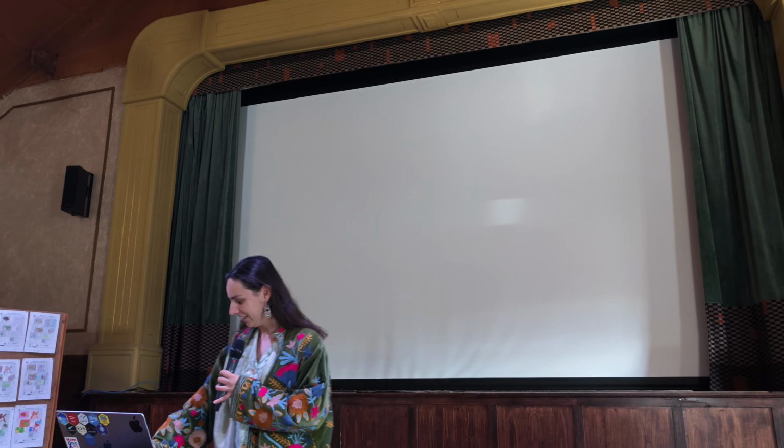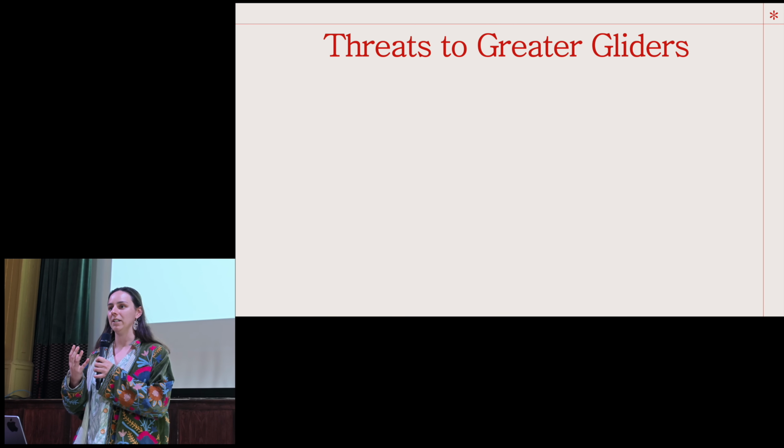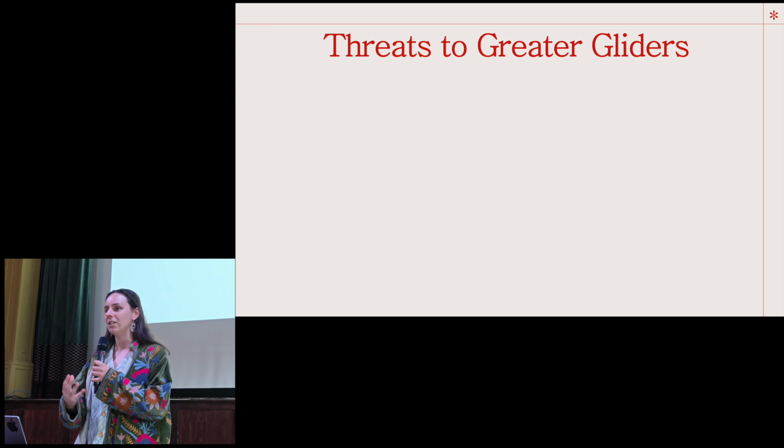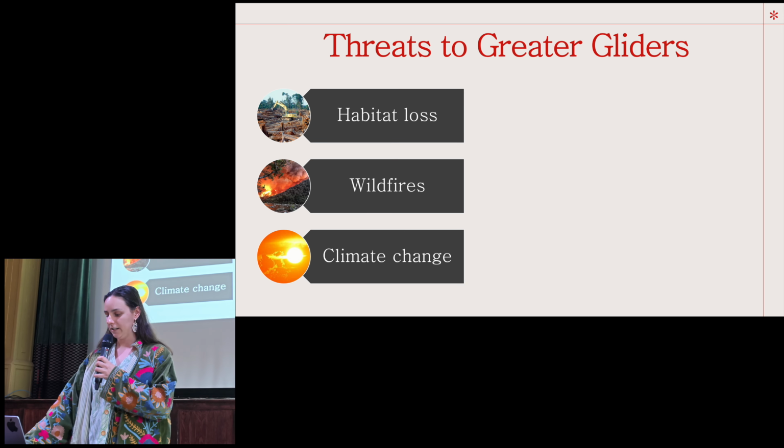So yes, that is the greater glider. And unfortunately, it's this amazing species that has adapted to eating eucalyptus leaves and living in these tree hollows, and it's very specialist. But unfortunately, habitat loss, wildfires, and climate change are the three biggest threats, and have resulted in their local extinction in many areas and continue to cause lots of population declines in various locations around Australia.